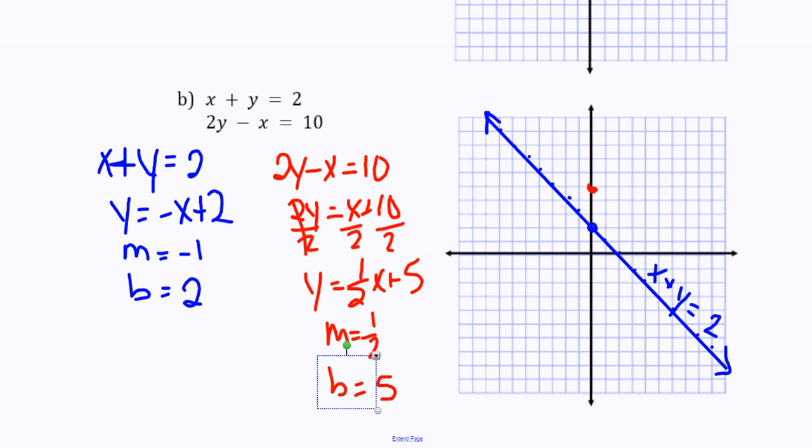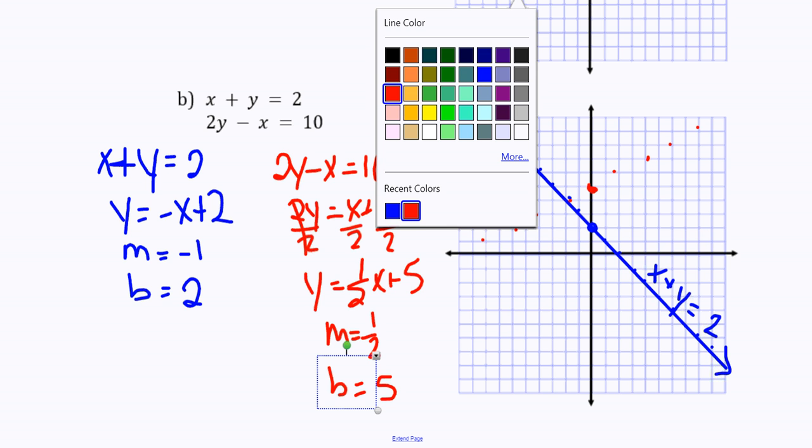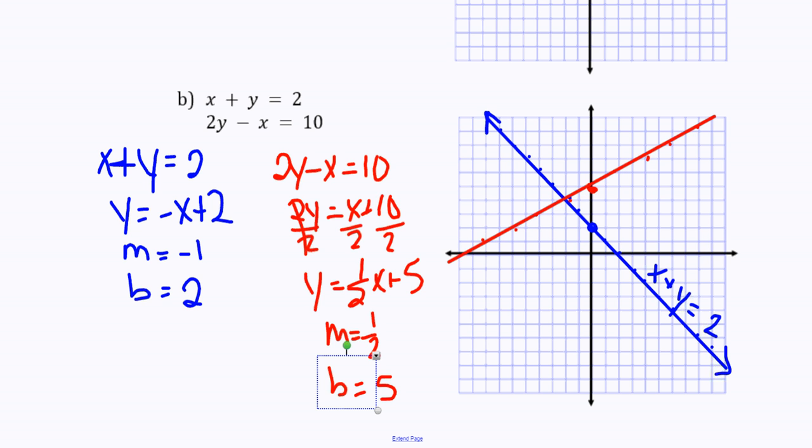Slope of 1/2 means up 1 over 2, up 1 over 2. And I can go back in the other direction as well. And then just graph a line straight through these points. Okay, that's pretty good. Arrows on the ends, and equation 2y minus x equals 10. Okay. So finally, my solution, again, is the place where they intersect.